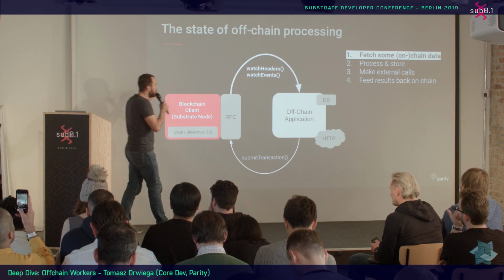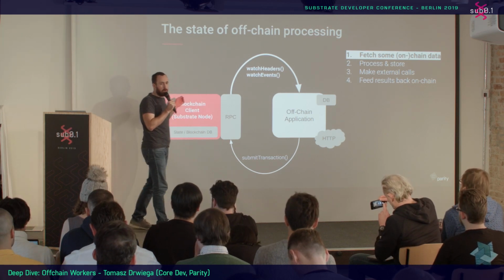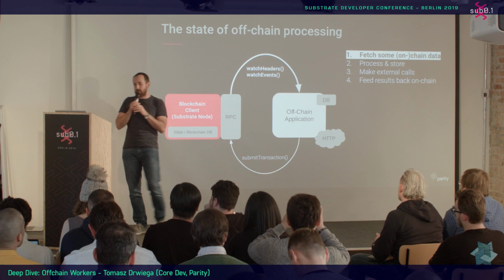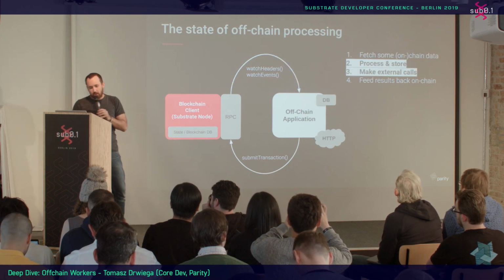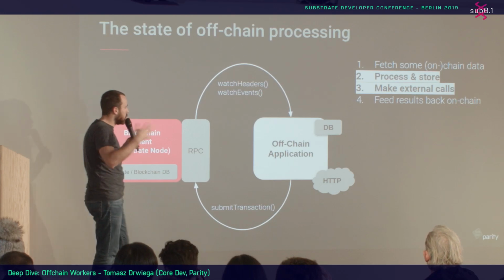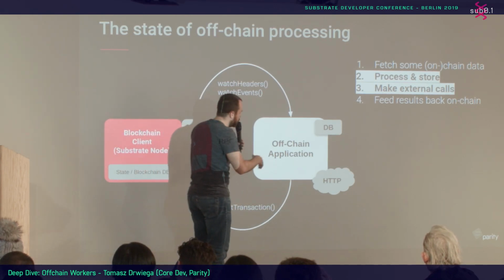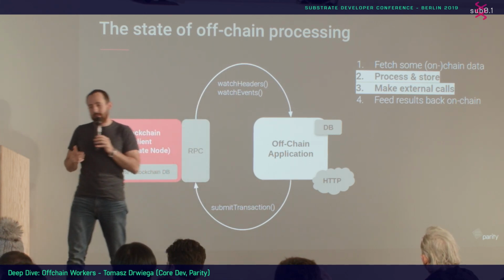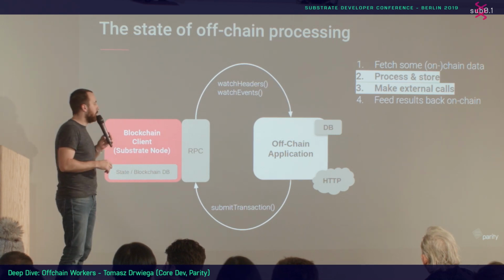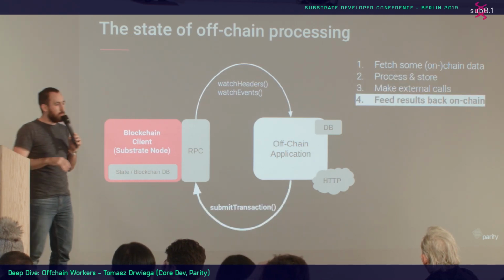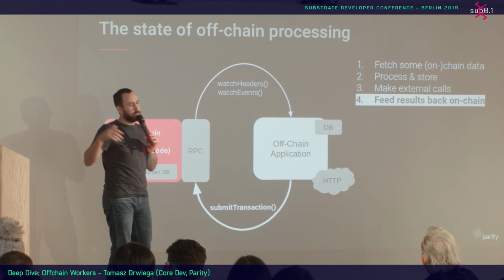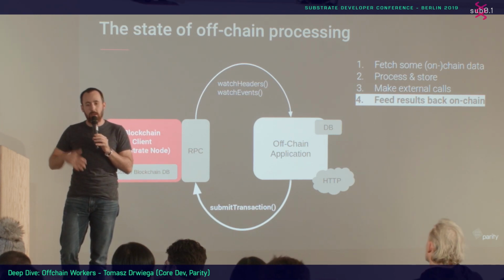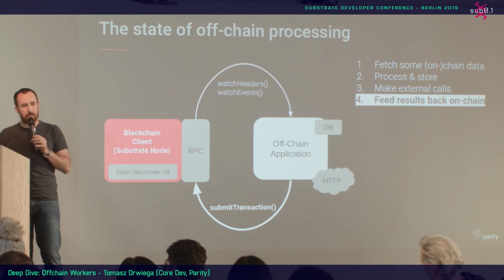So over the RPC that is exposed by a blockchain client, you want to retrieve some data that is then being transferred to this off-chain application. That application has its own database, its own storage. It is able to do some external calls, for instance, HTTP calls. It may do some processing of the data that it extracted from the node. And then at the very end, we want to feed back the result on-chain. So we want to create a transaction that ends up being included in the chain. And this is the result of this computation and processing that we have done.